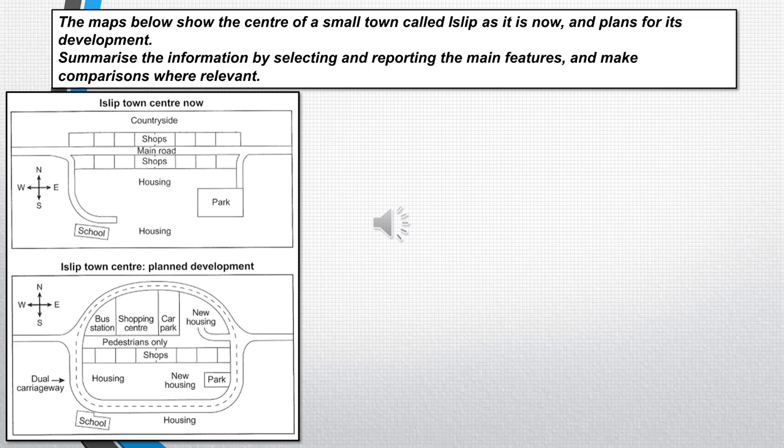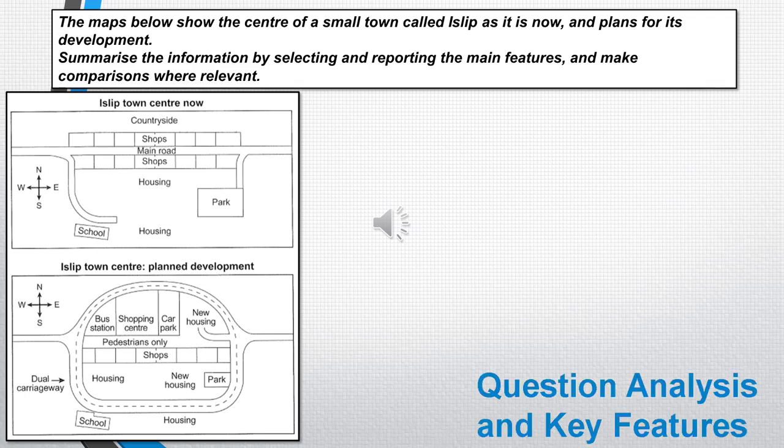Let's now have a look at another type of map-based question. This one reads, the maps below show the center of a small town called Islip as it is now and plans for its future development. So here we've got a map of a town center now and a map of a town center in the future, what it will look like after the development.